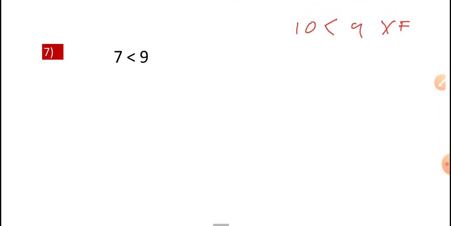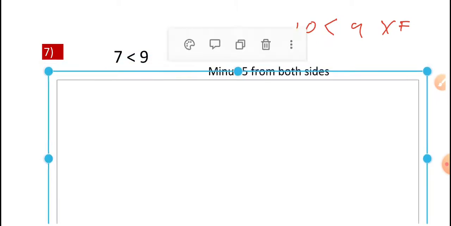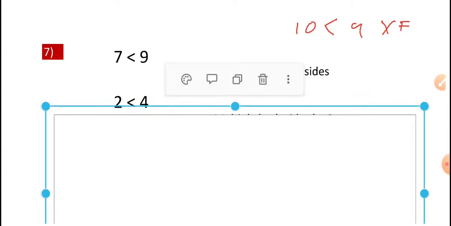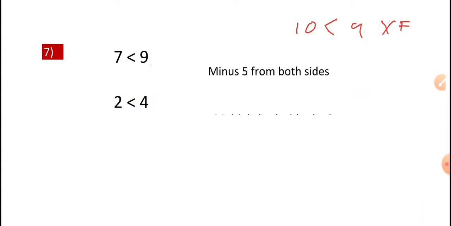What would happen if we minus 5 from both sides? If we minus 5 from both sides, we will get 2 and 4, isn't it? So if you take away 5 here, you get 4, and if you take away 5 here, you get 2. So is this still true? Is 2 still less than 4? Yes, it is. So this is true. 2 is less than 4.